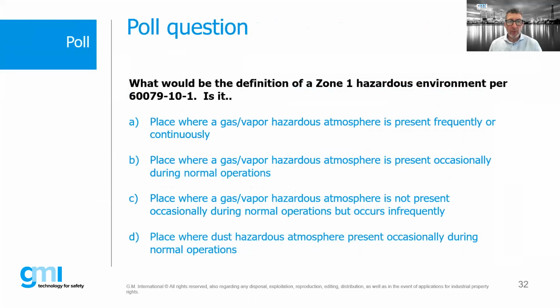One more poll question right away. This looks like a tough one, Bob. What would be the definition of zone 1 under 60079-10-1? A place where a gas, vapor, hazardous atmosphere is present frequently or continuously. A place where a gas, vapor, hazardous atmosphere is present occasionally during normal operation but occurs infrequently, or only present occasionally during normal operation.